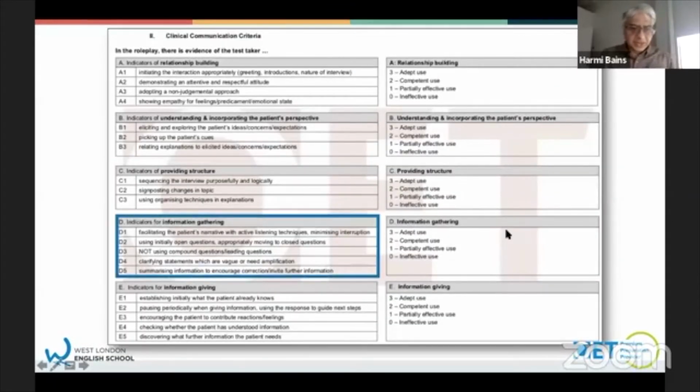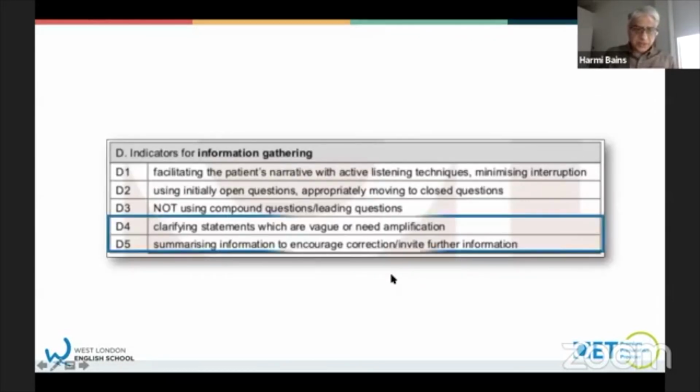If you look here, again, I'm going to zoom in here, information gathering. You can see here with point 4, it says clarifying statements which are vague or need amplification. So when you're paraphrasing, you are clarifying as you do that. Also point D5, at the bottom it says summarizing information to encourage correction or invite further information. So again, summarizing information, that's paraphrasing there. And maybe you haven't understood the patient correctly and they can correct you and say, no, actually, sorry, doctor, or sorry, nurse, but this is what I mean. So basically paraphrasing can be a useful thing to do, but only sometimes. If it's really basic information, don't paraphrase, only if it's something significant, because it wouldn't make sense if you're paraphrasing something very easy to understand.